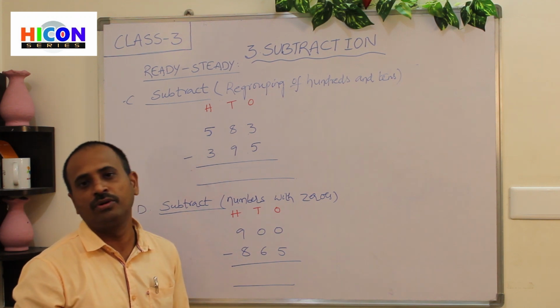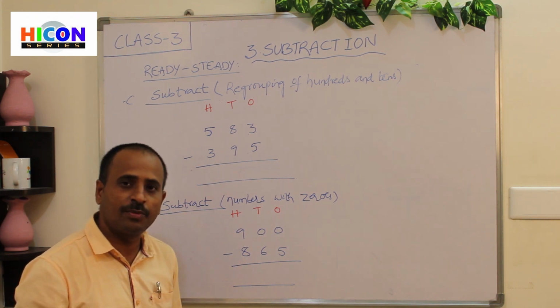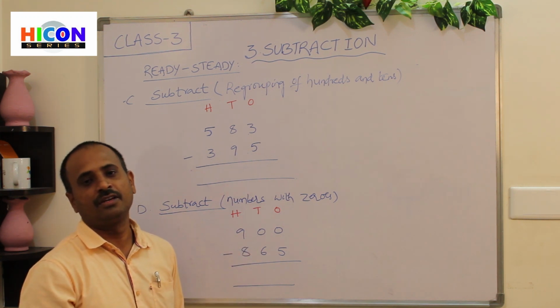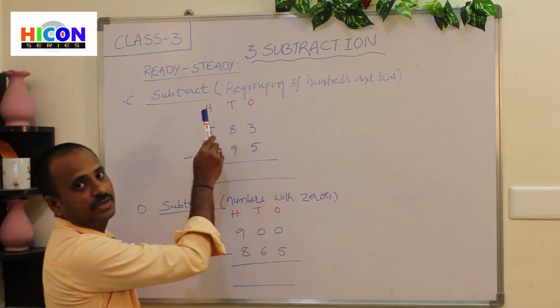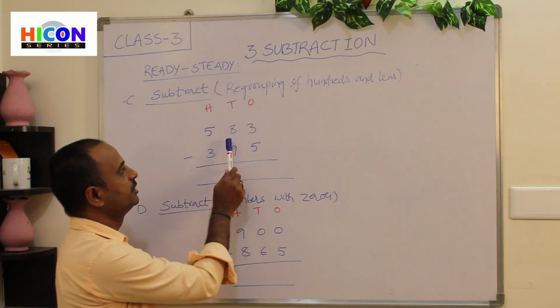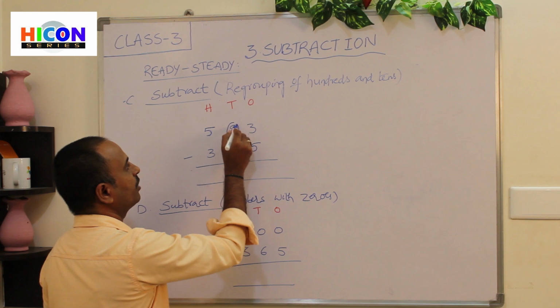Now what we have to do? How can we subtract here? So if the subtraction is not possible, we have to get borrow from its next place. So what is its next place? Tens place. So get borrow from the tens place. So what is the digit present in the tens place? 8. So get borrow from 8.